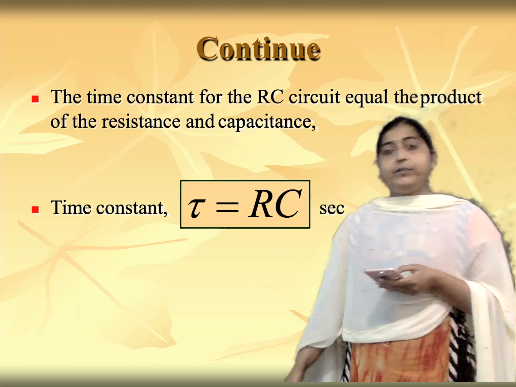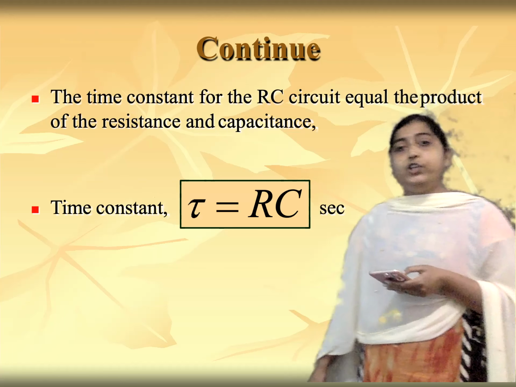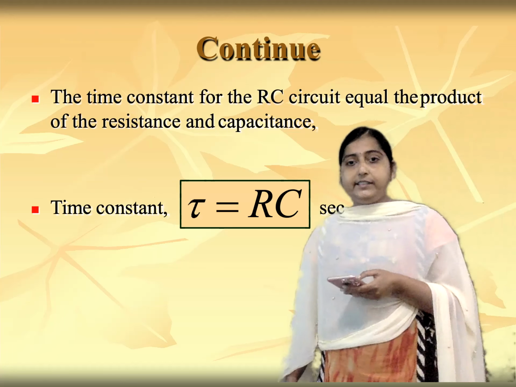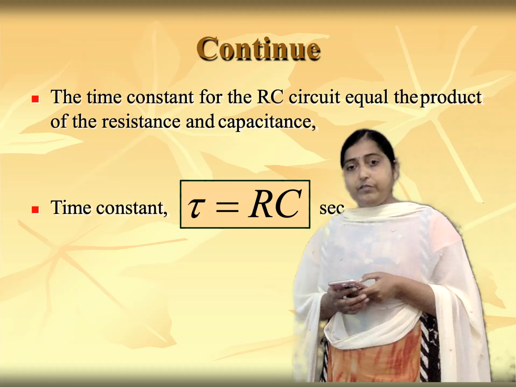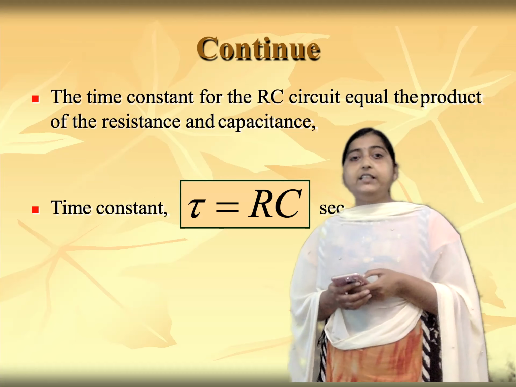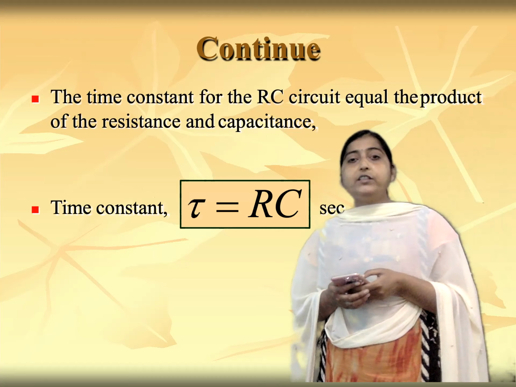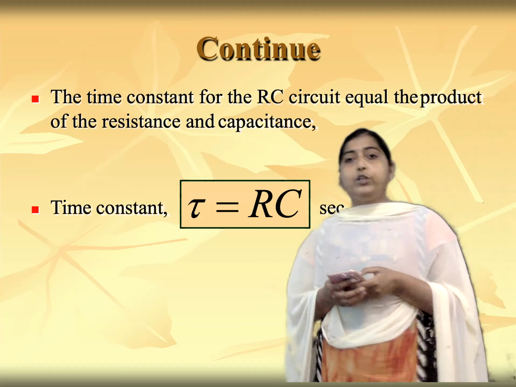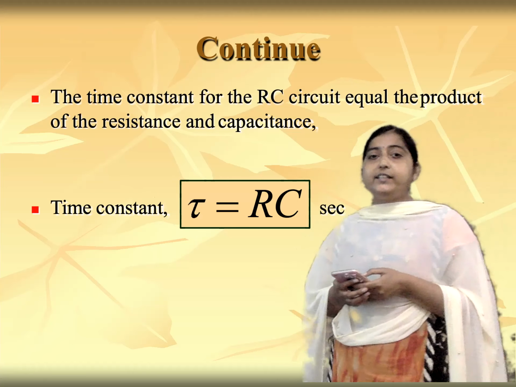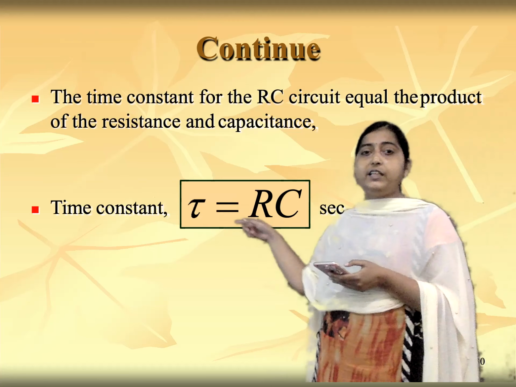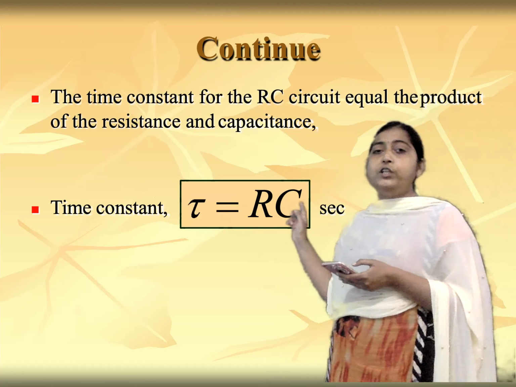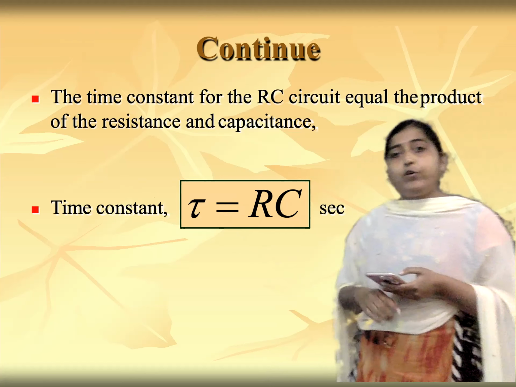Now from this concept, we define a new time constant for an RC circuit. In the previous class we have seen the time constant of an RL circuit. Now we'll see what is the time constant of an RC circuit. The time constant for an RC circuit is equal to the product of the resistance and the capacitance. So hence time constant tau is equal to R into C. So what does this time constant indicate?